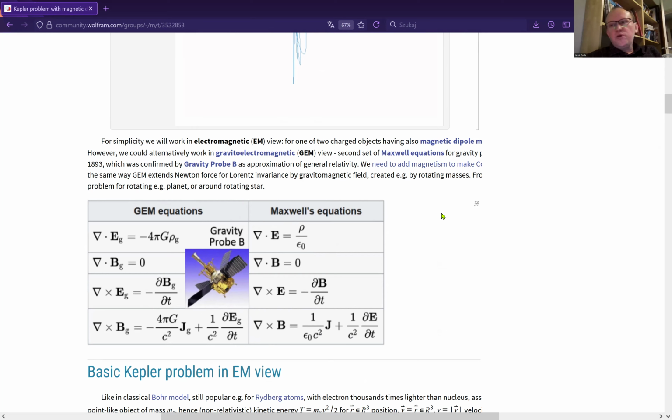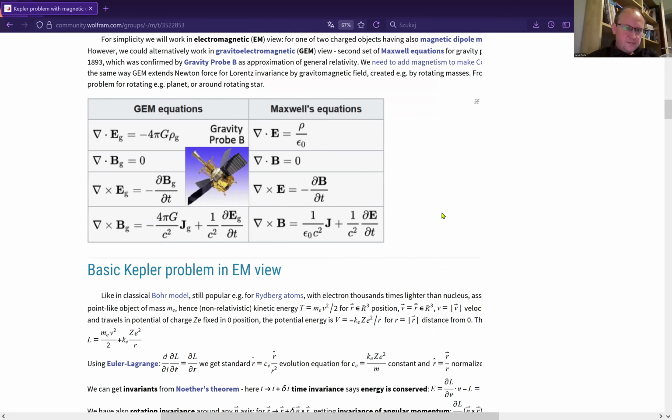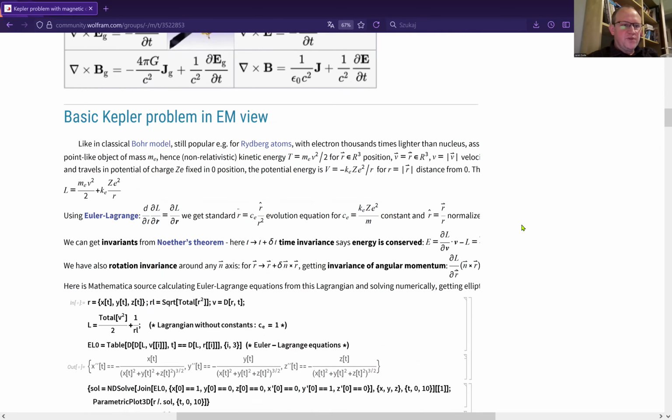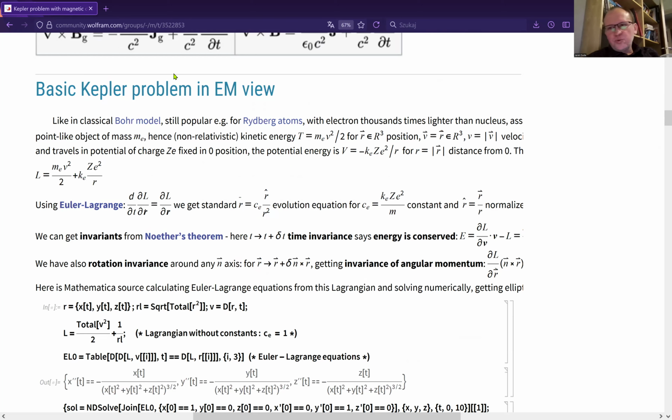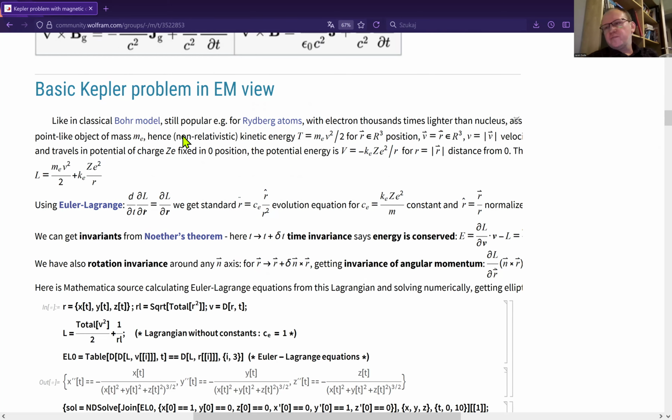Now we can imagine that we have a dipole, but it could also be a dipole coming from the rotation of a star or a planet. We think about the Kepler problem: there is one central heavy object and a light object rotating around it, and one of them is rotating or is a dipole. So here is the basic problem in the electromagnetic view. It is simpler to use, and we can imagine this is, let's say, a Bohr model. It's classical, but still very popular, for example, for Rydberg atoms, which are very large atoms for which they use the Bohr model.